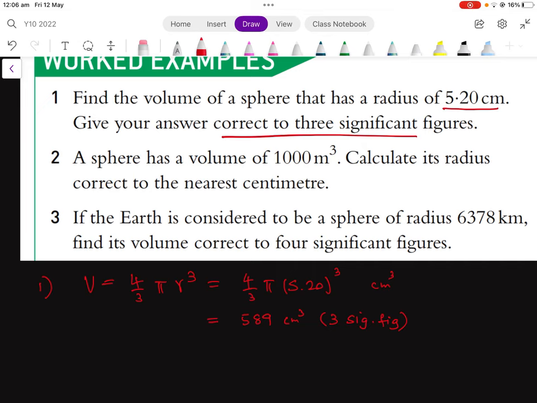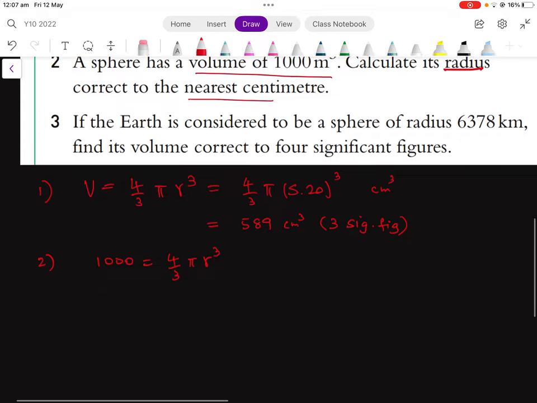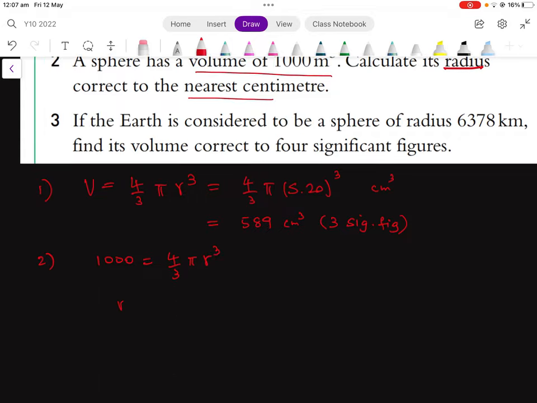Okay, let's look at the second one. The volume of the sphere has been given to you. Calculate the radius to the nearest centimeter. So volume is 1000, equal to 4/3 pi r cube. We need to find the r. So let's rearrange. R cube is equal to 3 into 1000 divided by 4 pi.